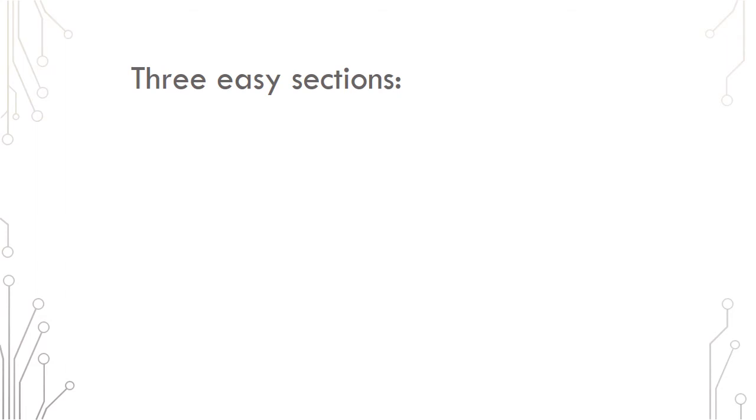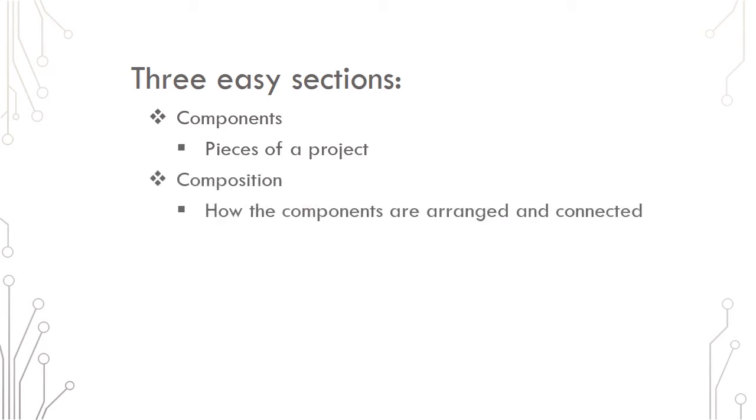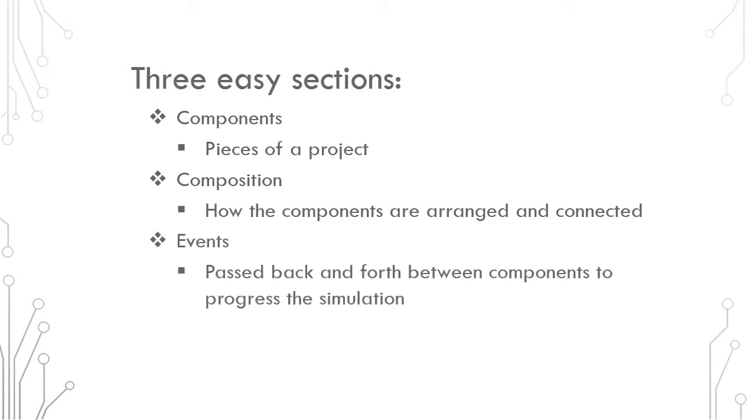SST breaks down a simulation into three easy sections. The first are components, or models. Components represent pieces of the project. The second is composition. Composition is how the components are arranged and connected, therefore creating a system. And the third is events. Events are passed back and forth between components to progress the simulation.